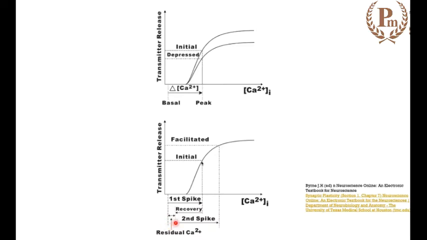So what is the main factor for this increase in the transmitter release, which is facilitating my synaptic EPSP? That is the residual calcium. So residual calcium in the case of facilitation is the main cause, and decrease in the neurotransmitter release is the main cause for synaptic depression.